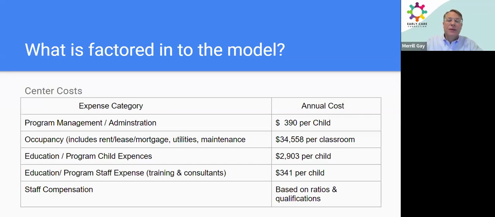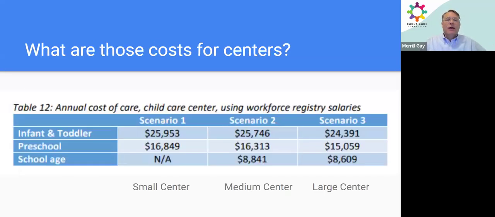And that's based on, you know, if you're a program that says, we think it's really important to have extra staff in a classroom because we've got some children with some dysregulated behavior, well, that ratio of staff to children is going to impact your per child cost. So looking at taking all that into account, this is what they come up with for the cost per child in different scenarios.